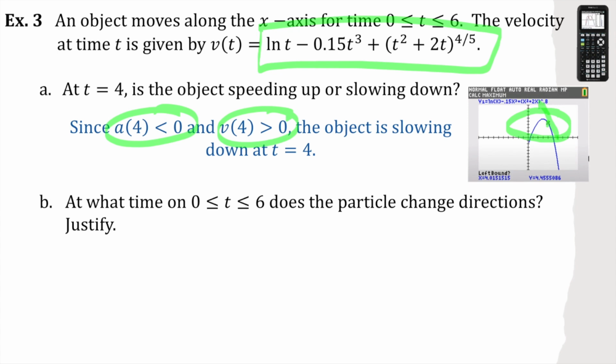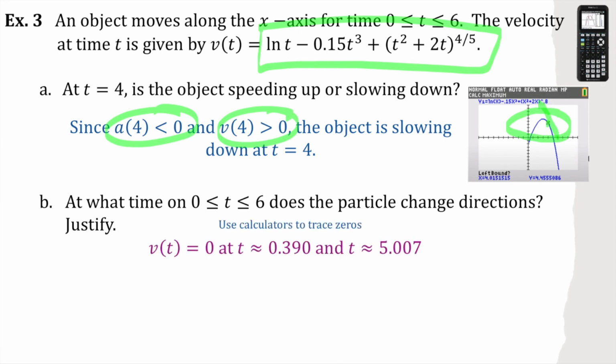Part B, at what time does the particle change directions? You could set velocity equal to 0, but just use that graph and trace the zeros. So you'll find t equals 0.390 and 5.007.